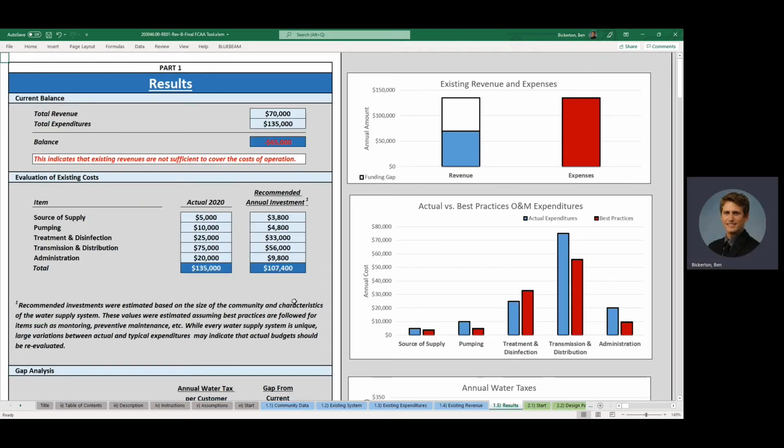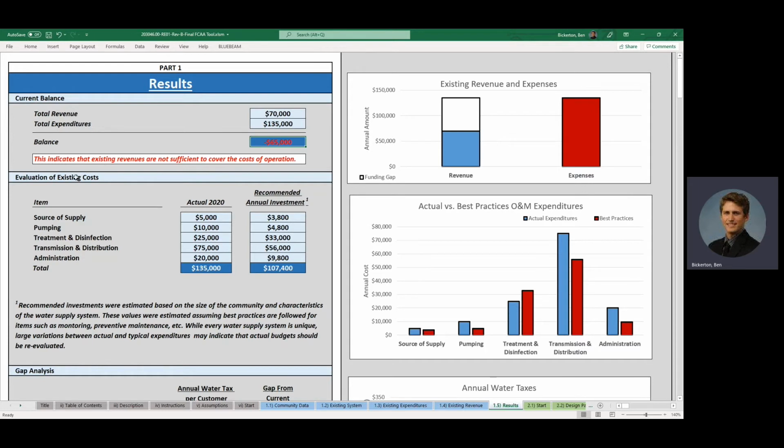So in this case, our total revenue is summarized here. We have $70,000 coming in. Our annual expenditures are $135,000 based on our inputs, which means that our existing revenues fall short of the operating costs by a wide margin, $65,000. This is summarized in the graph to the right, existing revenues and expenses, which simply compares the revenue we've input into the tool and the expenses that we've claimed as being incurred into the tool. The difference between the revenue and the expenses is our funding gap.